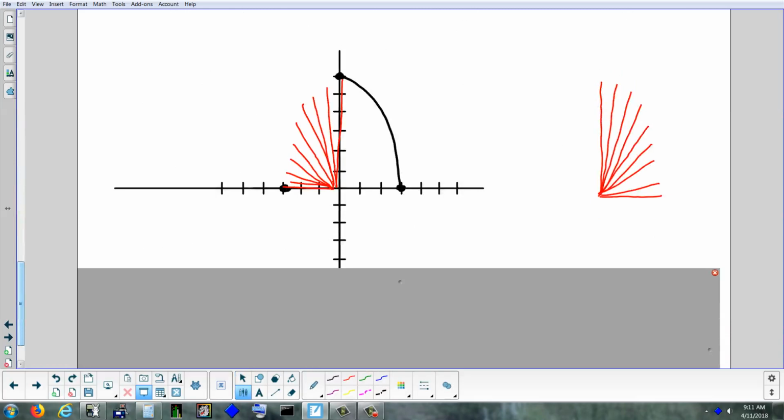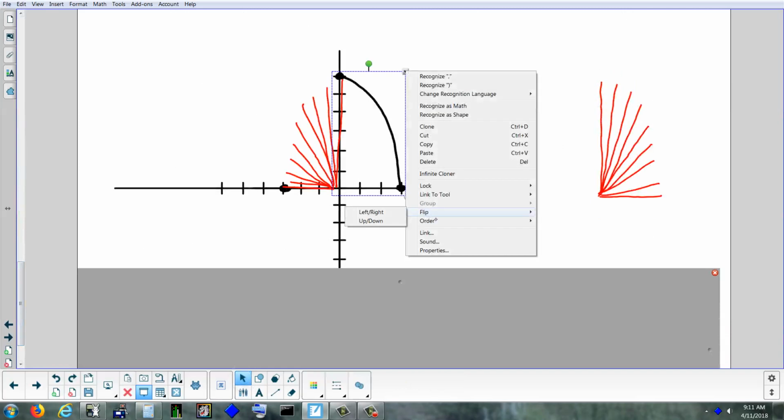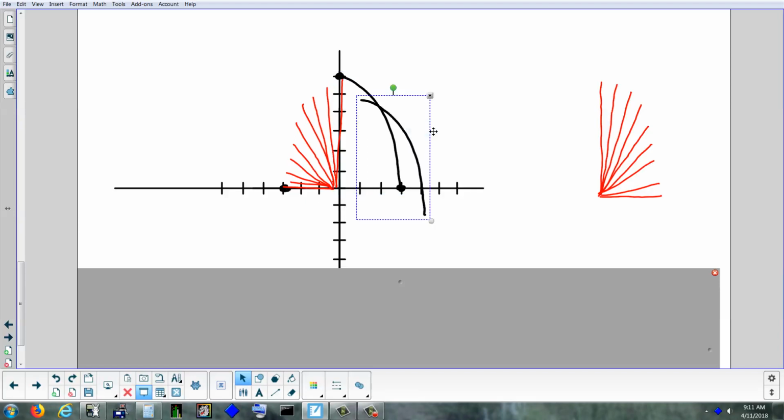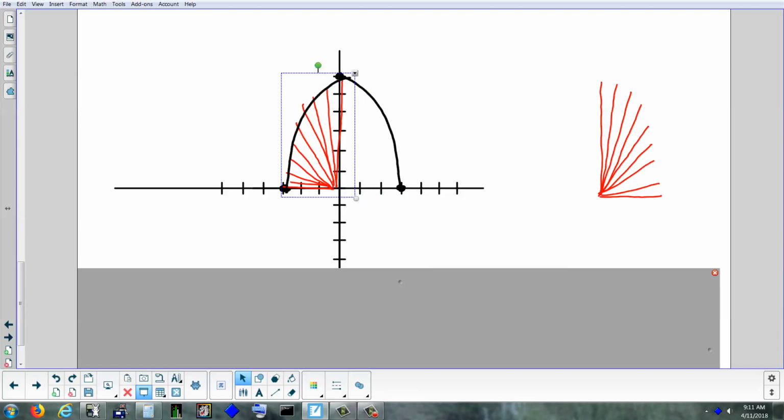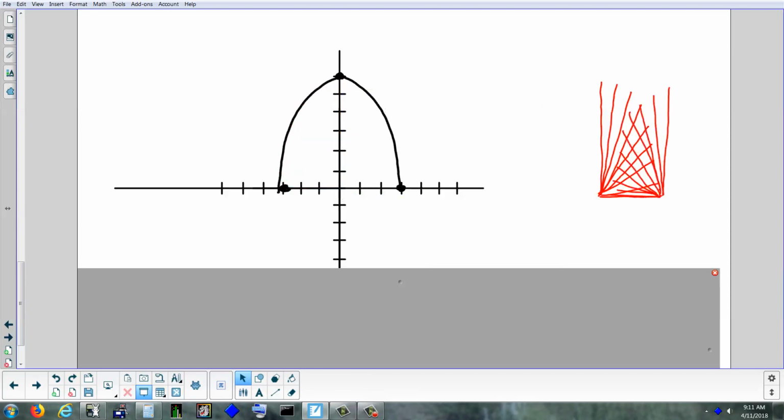All right, so what I'm going to do is I'm just going to take that, try to make my graph look somewhat nice. I'm going to copy it, and I'll just flip it. Okay, it should be a little smoother in there, but that's okay. Okay, so any questions on that one?